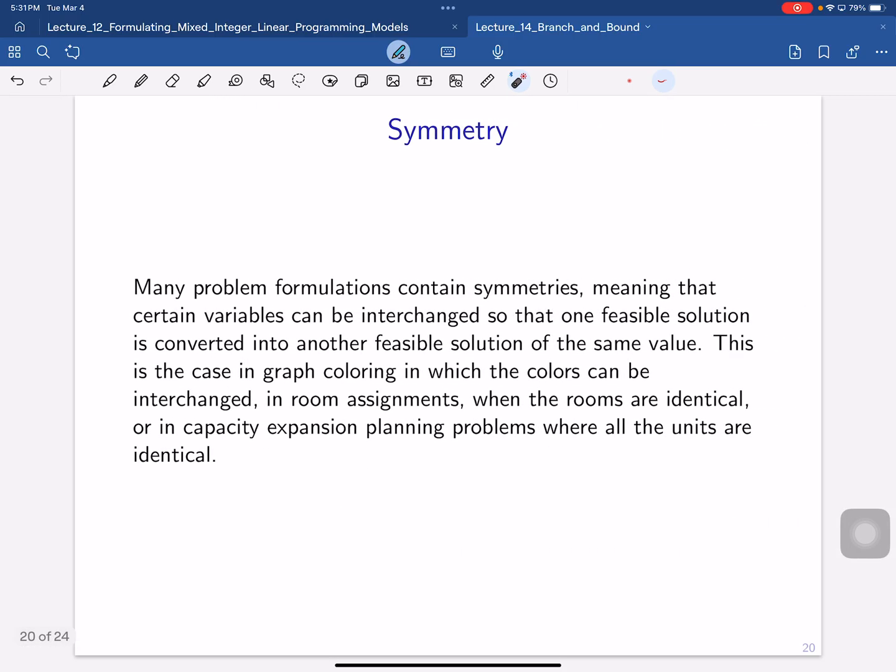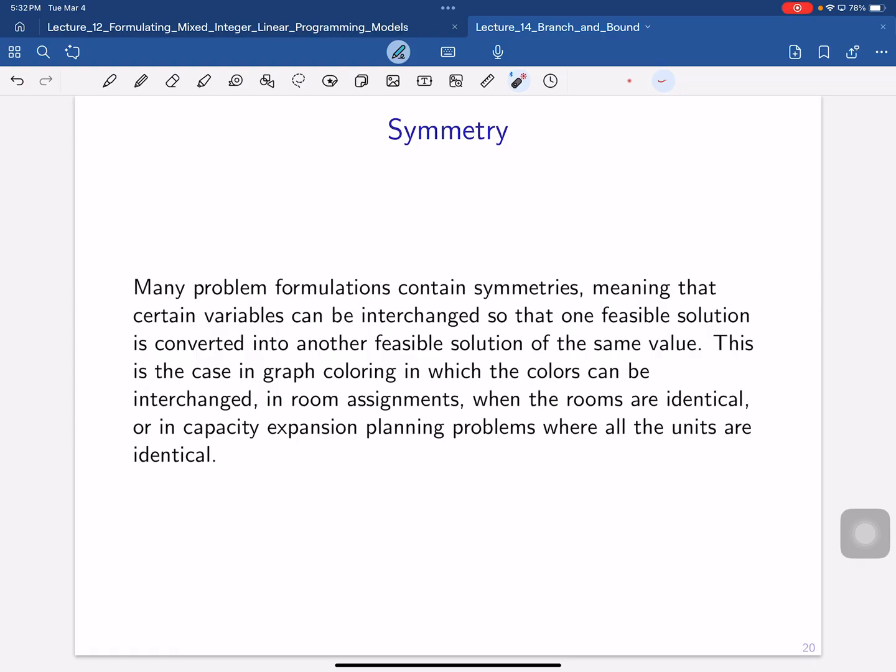One of the last things I would like to talk about is symmetry. In many problems, especially combinatorial optimization problems, there could be a lot of symmetry. Let's say a graph coloring problem. The idea is you want to color the nodes in a graph. You could color them using different colors, let's say red, green, and black. But then the colors are indifferent to you. If you switch the colors of two nodes, then it doesn't matter that much.